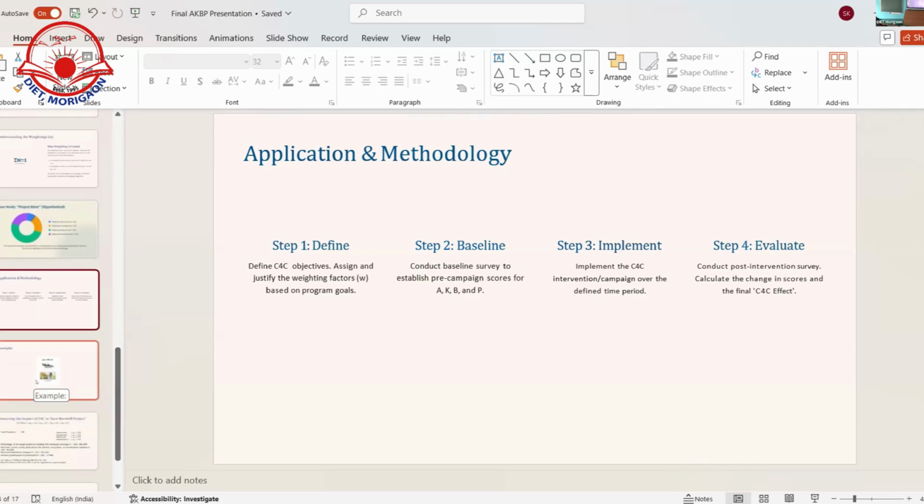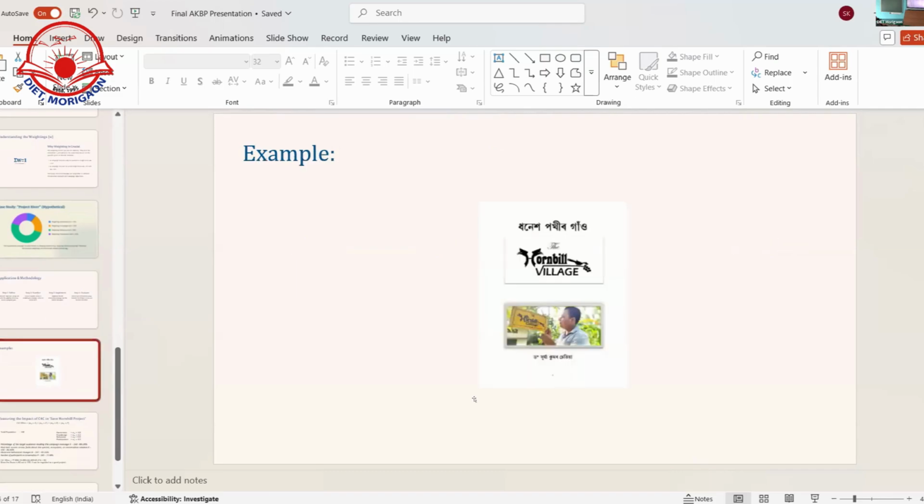Now let us talk about a real situation, a real example that we conducted in a village. So I have to share another file.